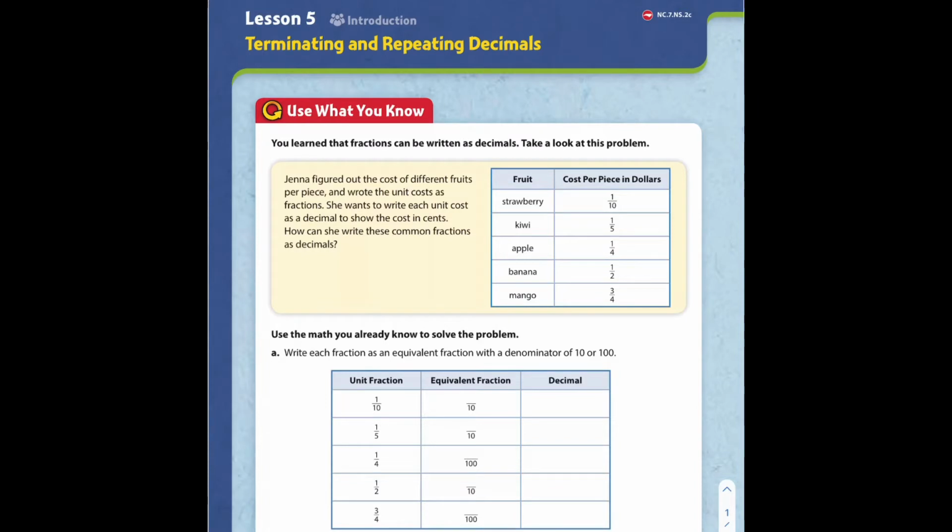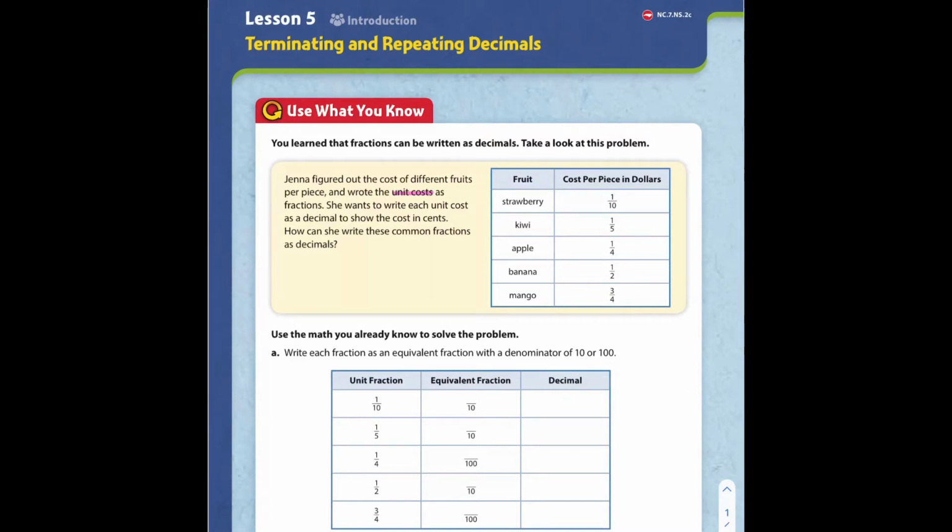Jenna figured out the cost of different fruits per piece and wrote the unit costs as fractions. Unit cost is a topic that we have discussed before in 6th grade. She wants to write each unit cost as a decimal to show the cost in cents. How can she write these common fractions as decimals?